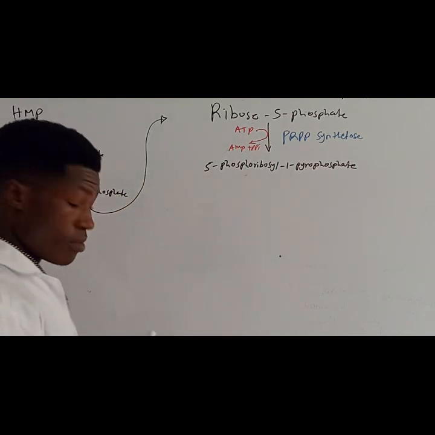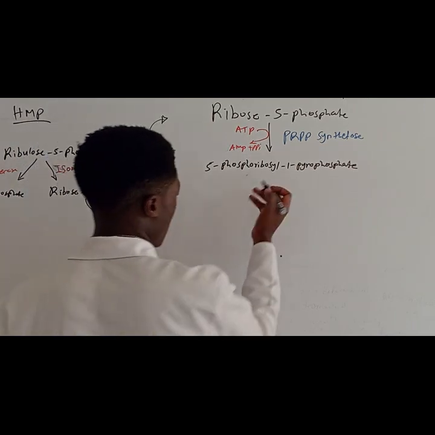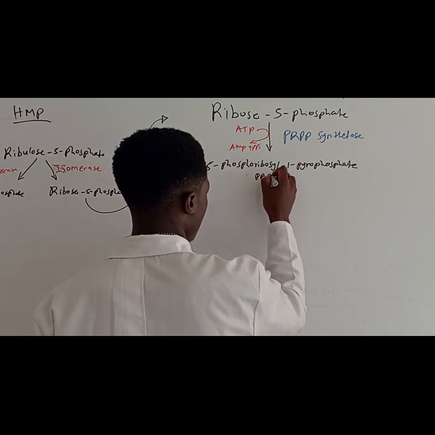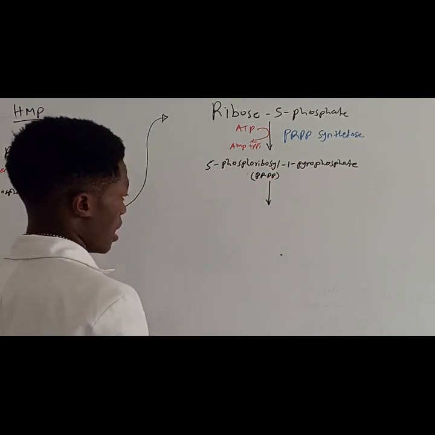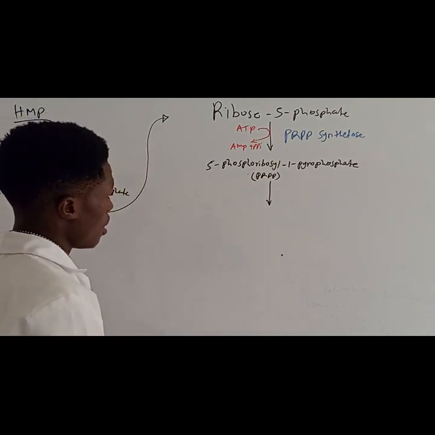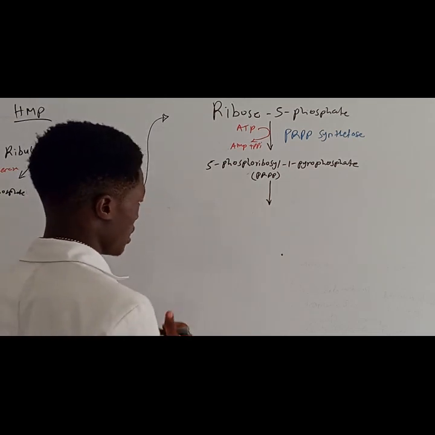Alright. We are moving on to the next step. The 5-phosphoribosyl pyrophosphate, also known as PRPP, can be converted into a new molecule. This new molecule is called 5-phosphoribosylamine.